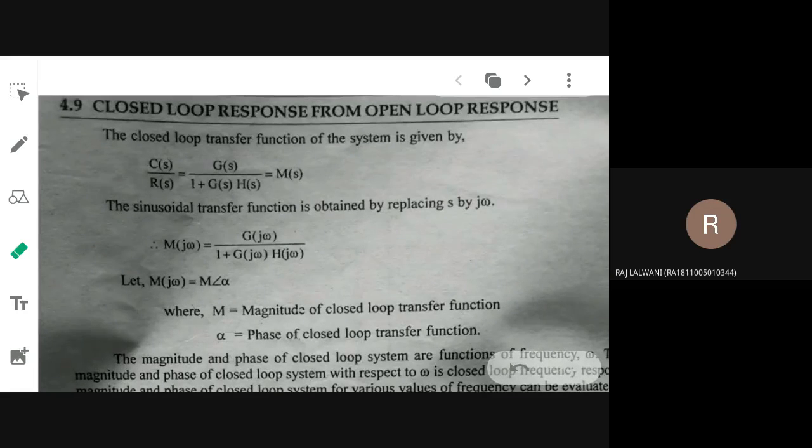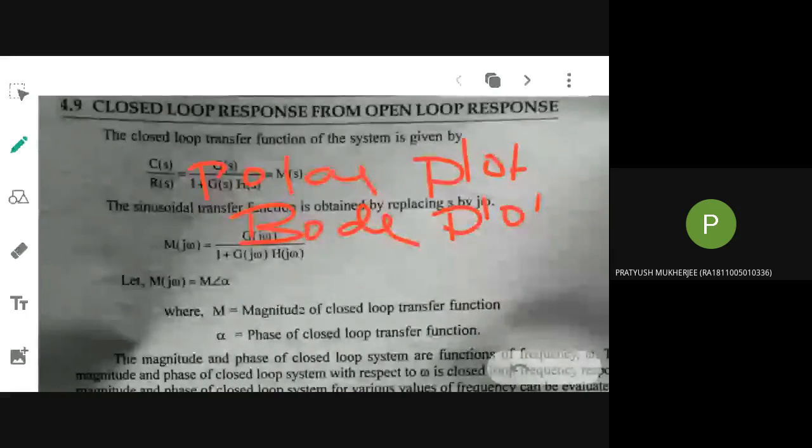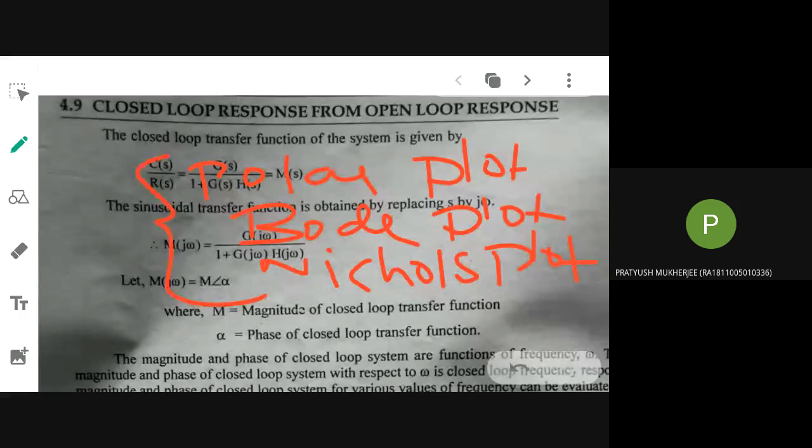One more plot we have discussed before that. Bode plot. Okay, Bode plot, polar plot. I will write polar plot, Bode plot, Nichols plot. All are good for determining the open loop response and closed loop response. But suppose you especially want to use one particular method for determining a closed loop system's response, there are some plots for that also. So that we will discuss today.